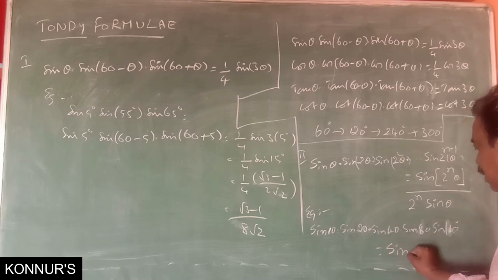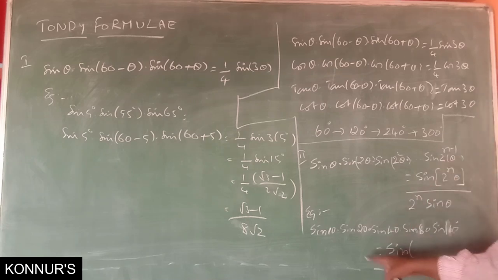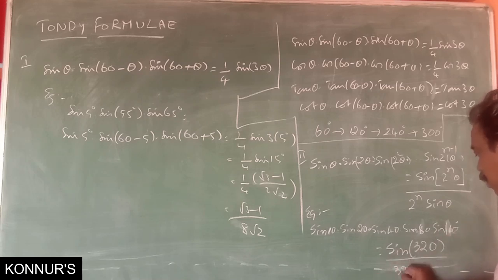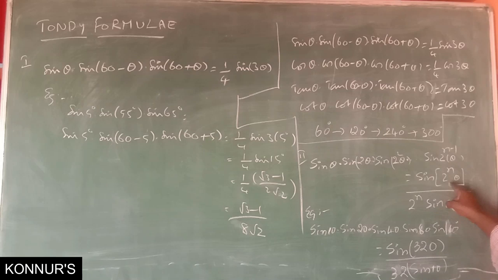Its answer is sine of, what is n here? It is 2 square, 2 cube, 2 power 4, so 2 power 5 will come. 2 power 5 means 32 into 10 degrees, by 32 into sine 10 degrees. Don't confuse; calculate with your own effort. Sine 320 by 32. Here 2 power 4 ended, so we get 2 power 5. 2 power 5 means 32. Like this, we have to calculate.